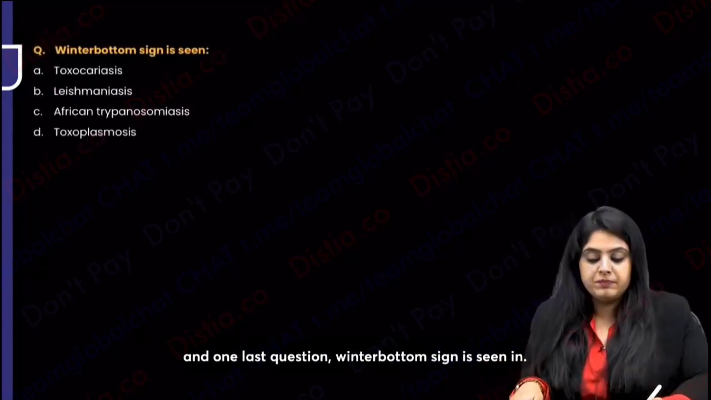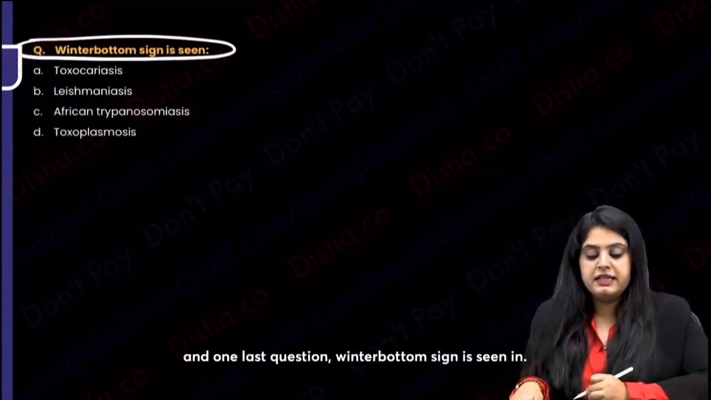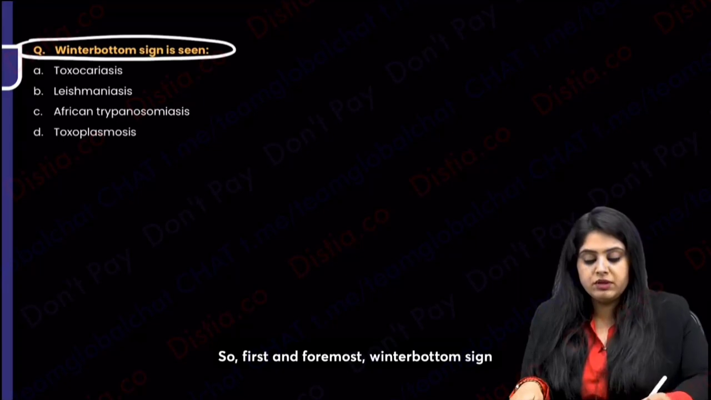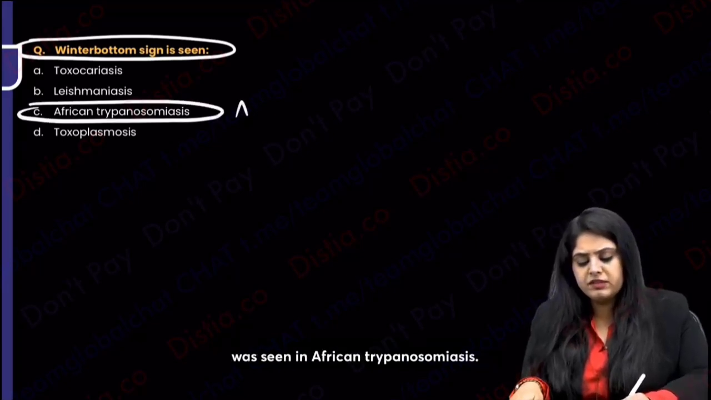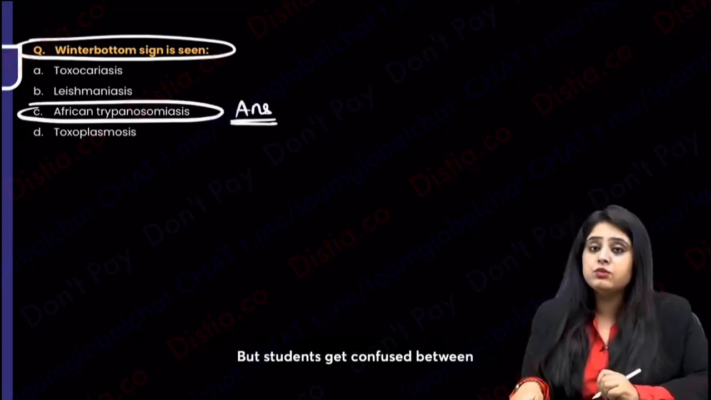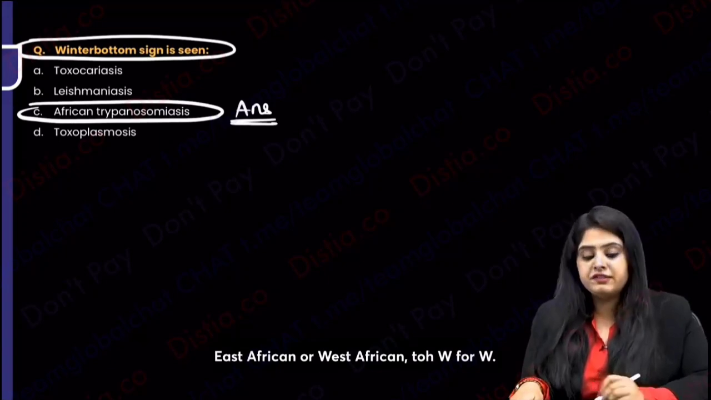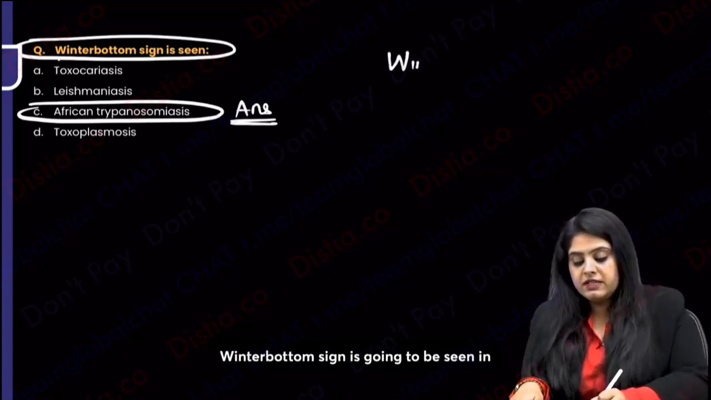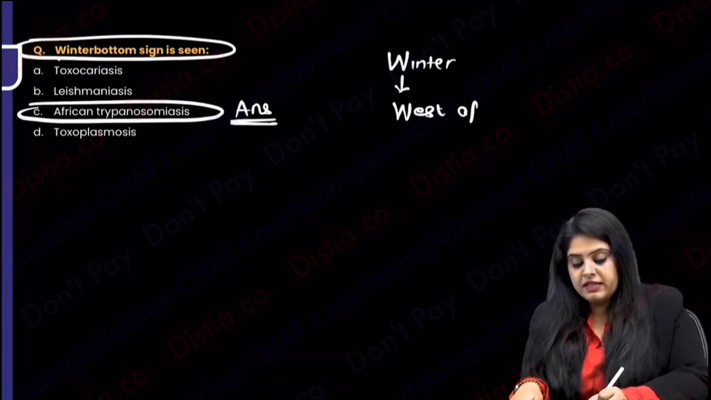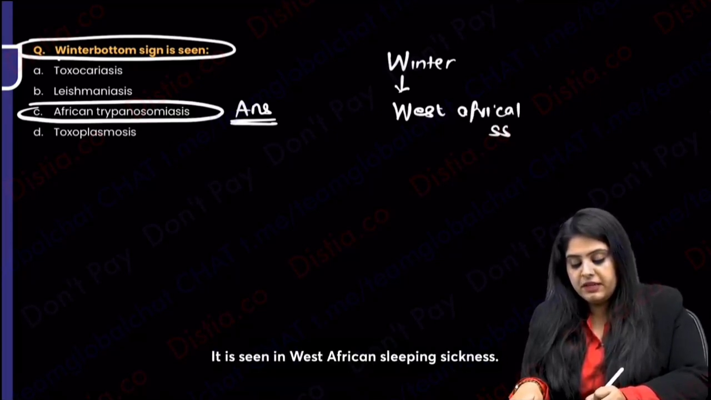And one last question. Winterbottom sign is seen in. So first and foremost, Winterbottom sign was seen in African trypanosomiasis. There is no doubt about it. But students get confused between East African or West African. So W for W. Winterbottom sign is going to be seen in West African sleeping sickness. It is seen in West African sleeping sickness.